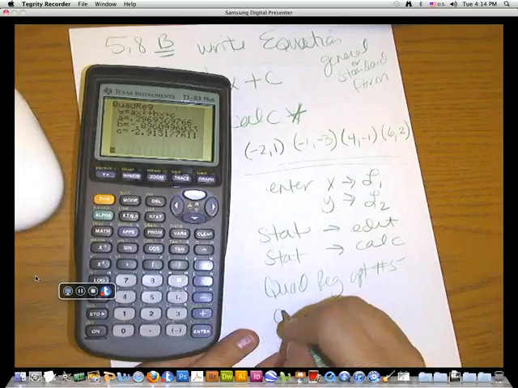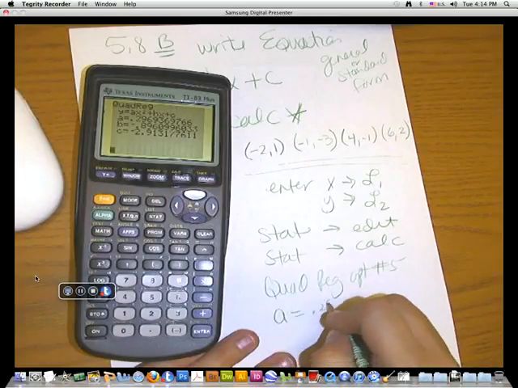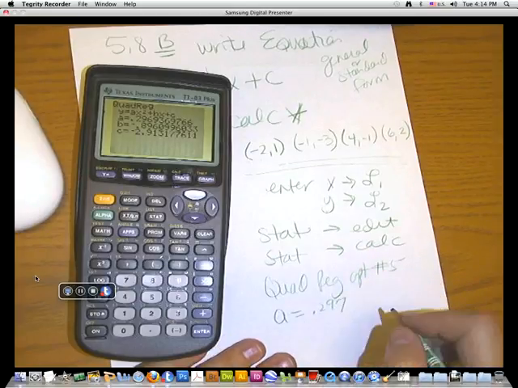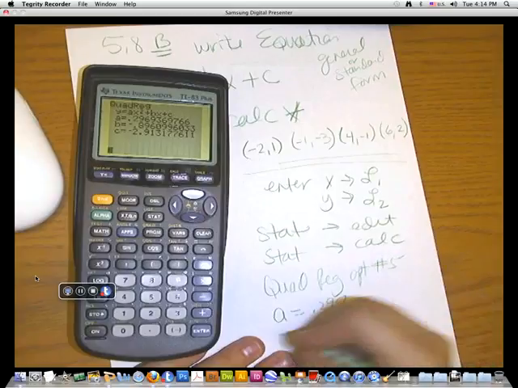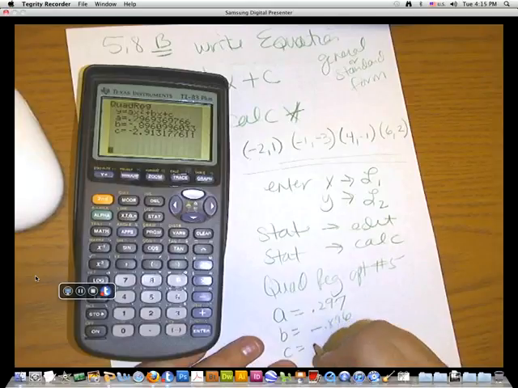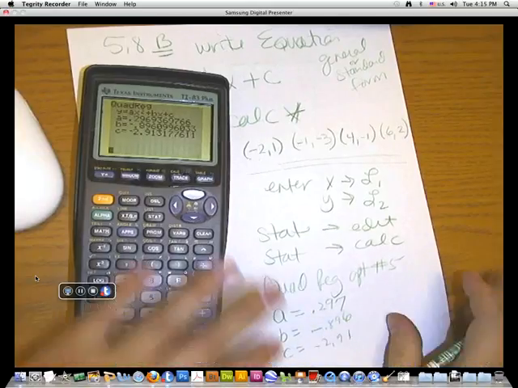You're going to now get A is, and you need to write these down, go a few decimal places out, so like A is 0.297, B is -0.896, and C is -2.91.